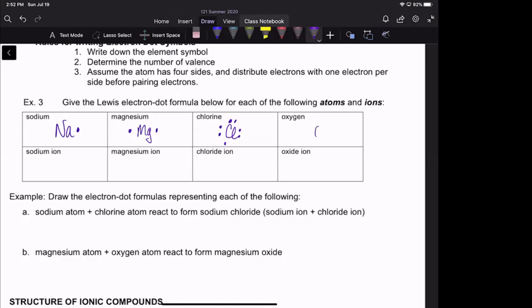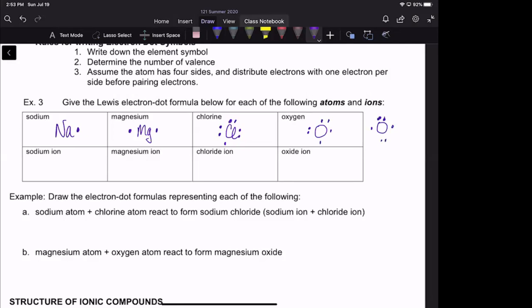Finally, oxygen, 1, 2, 3, 4, 5, 6. And you can show those pairs on any of the sides. Right? We could equivalently write it like this. That would be equally correct, as long as we show 1 electron on all 4 sides first, and then go back and pair.